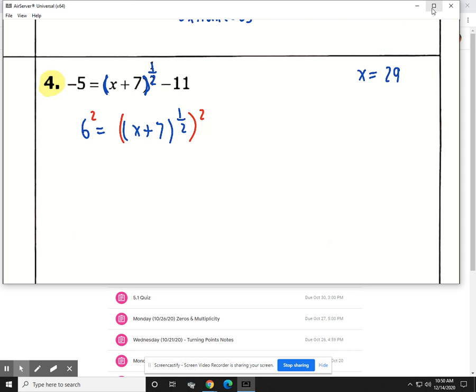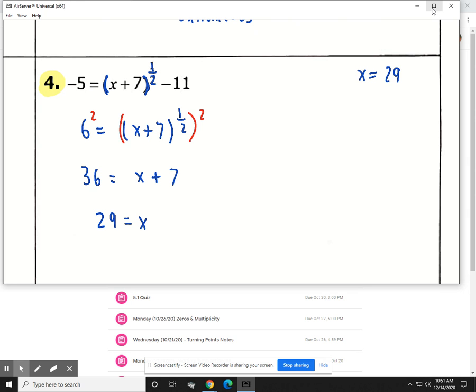Now on the left side, what is 6 squared? 36. So 36 equals, and just like in that last problem where the root and the power canceled, the 1/2 and the 2 do what? They cancel. So what's the only thing that drops down? X plus 7. So x plus 7 equals 36. Now what? And you get 29. So x equals 29, and we're just going to check it real quick.